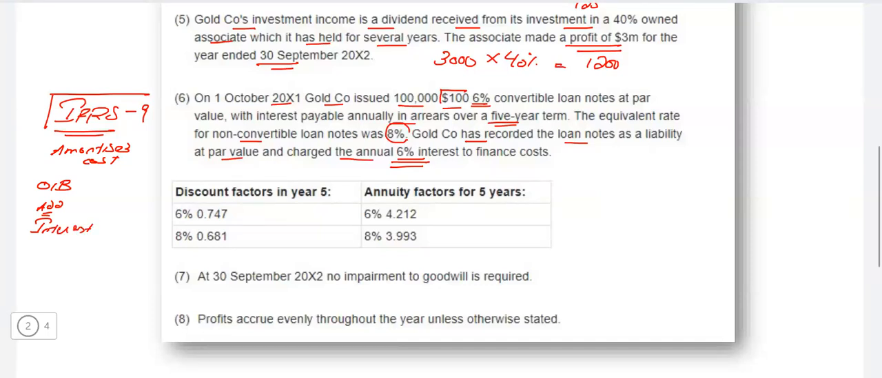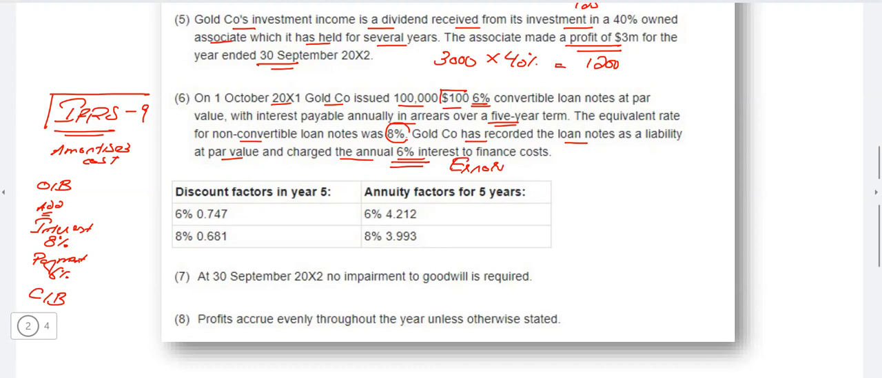So according to this question, interest should be charged at 8%. 6% is the nominal amount which is used for the payments. So they have made a mistake over here, an error. The payment is being deducted: we take the opening balance, add interest on the effective rate, payment is done on the nominal rate, and we get the closing balance. So this is the error they have made.